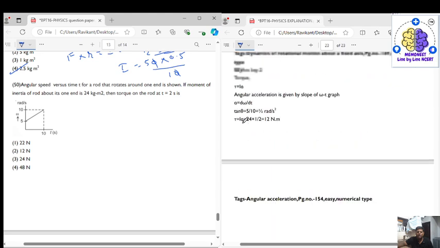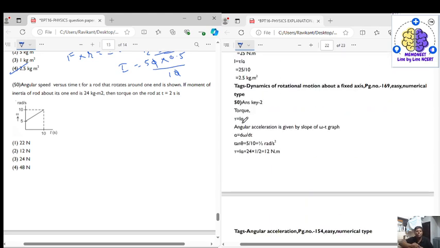It says that the angular speed versus time of a rod that rotates around one end is shown. If the moment of inertia of the rod about its one end is 24 kg meter square, then find the torque of the rod at t equal to 2 seconds.